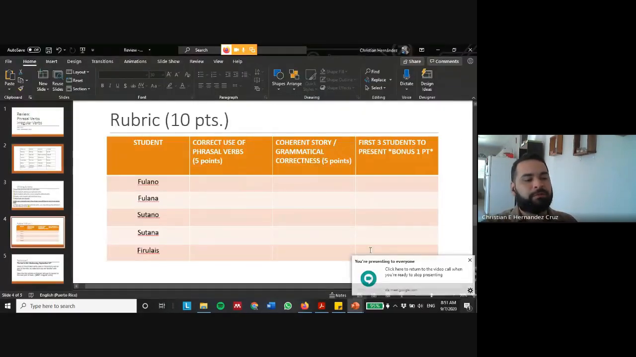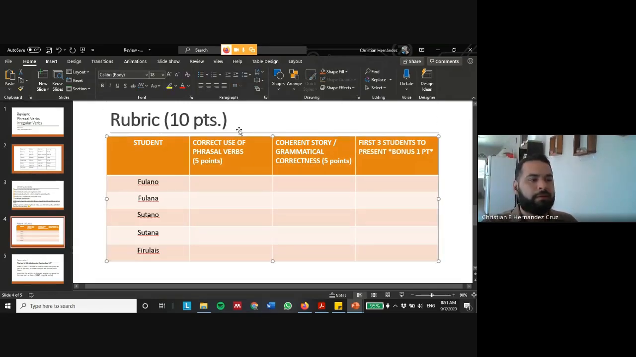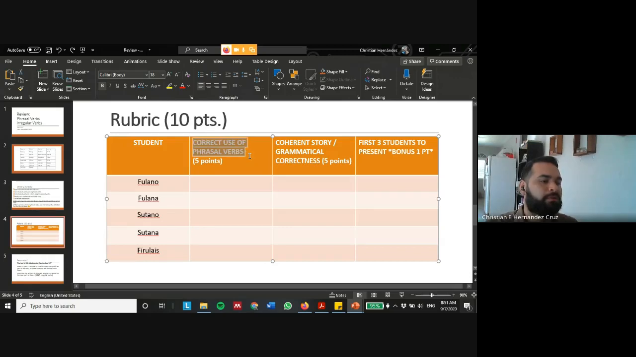So I'm going to show you guys the rubric for how I'm going to be evaluating that. Like I said, you will be posting this on Canvas. While you guys were on break, I added that assignment. So this is the rubric. This is just worth 10 points. Of course, this is an example rubric, so I have these fake names down here. What I'm going to be looking for is these two things right here: the correct use of phrasal verbs and whether or not this story is coherent and grammatical.